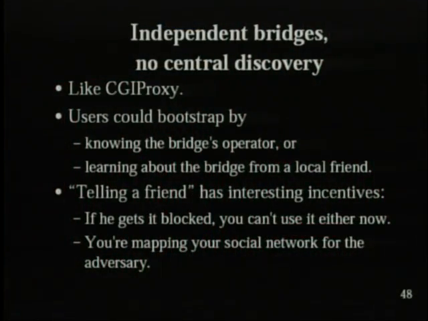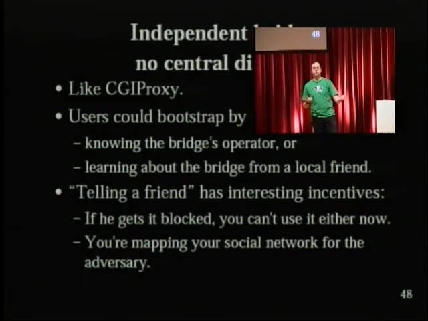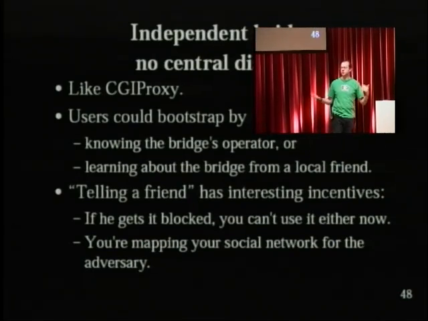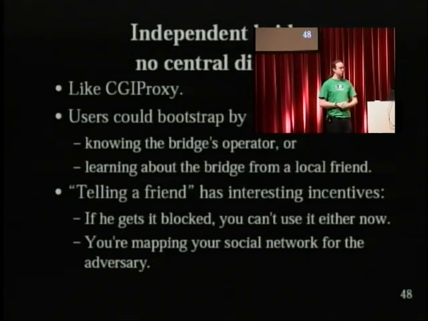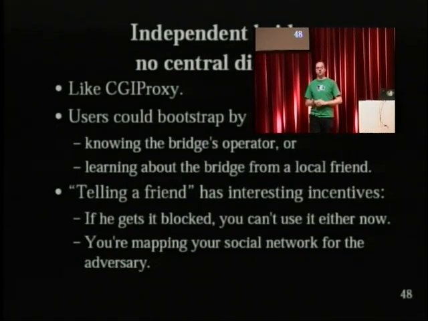So the first one is independent bridges with no central discovery. It's just like the Circumventor and CGI proxy and other ones I talked about before. The idea is I know somebody in Germany or the US, and he's going to run a bridge for me, and I'm going to use that bridge. So hopefully I have a social network that extends outside of China. Otherwise, I can't use this approach. So hopefully I know the bridge's operator, or maybe a friend of mine does.